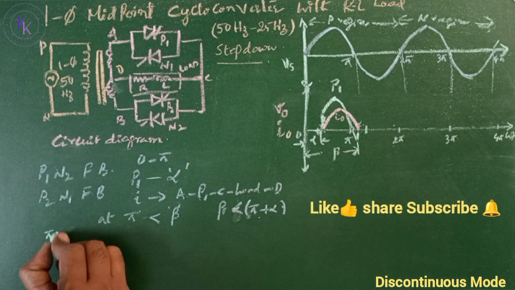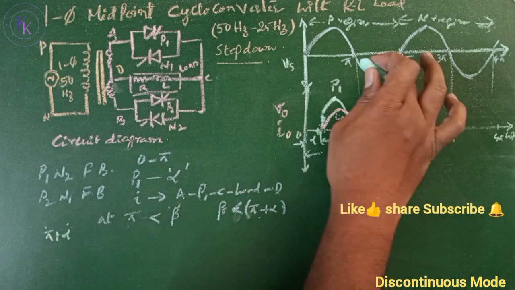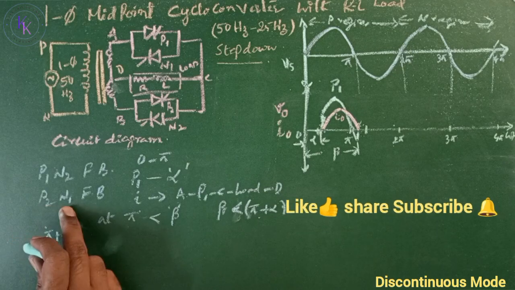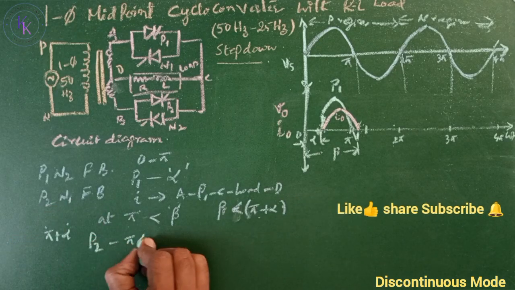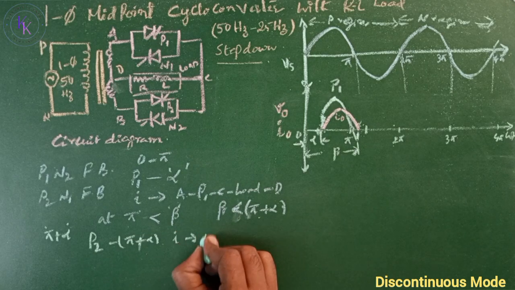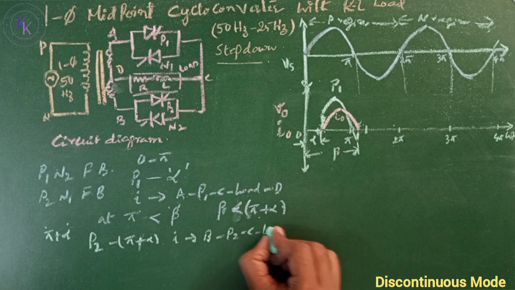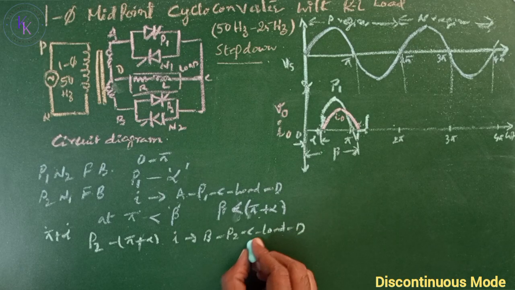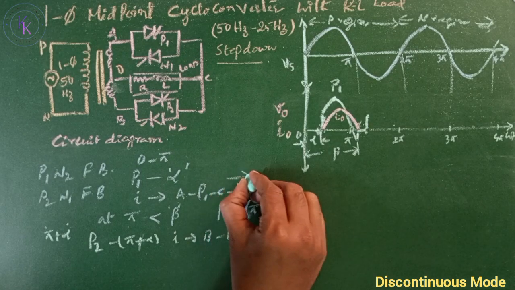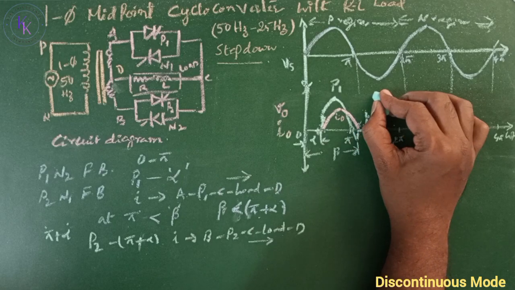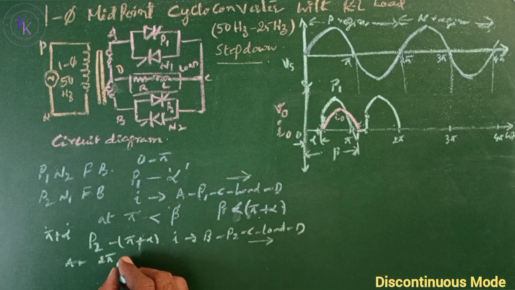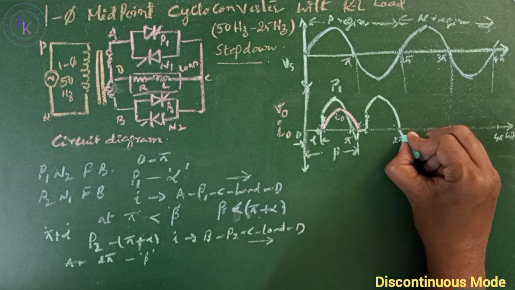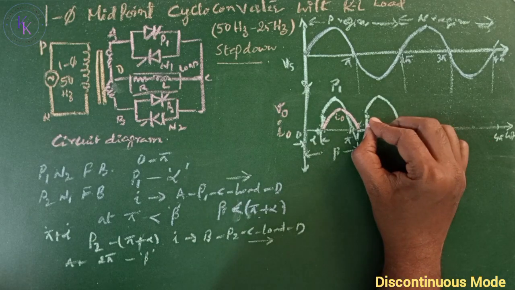At pi plus alpha, there is negative half cycle in the supply where P2 and N1 are forward biased, and then P2 is turned on at pi plus alpha, and the current starts flowing through B, P2, C, load to D. The direction is from C to D in both the cases. So the load current is positive in both the cases. At 2 pi, voltage becomes 0, but due to the inductor, the current still tries to flow. Then we'll be getting a negative peak. Let us draw the current.